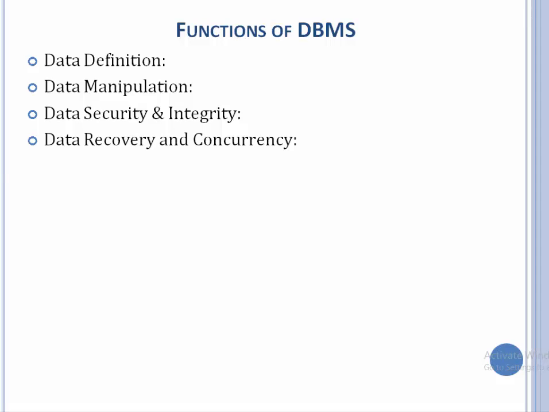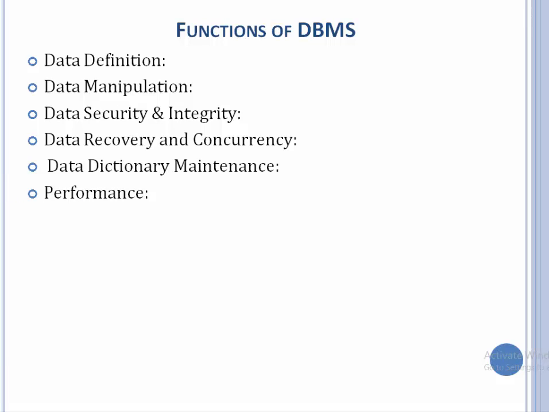by the DBMS. Multiple users can access the same data stored in the database, and that is called concurrency, and recovering the data after system failure is called data recovery. Both are handled by the database management system. And next one is performance.